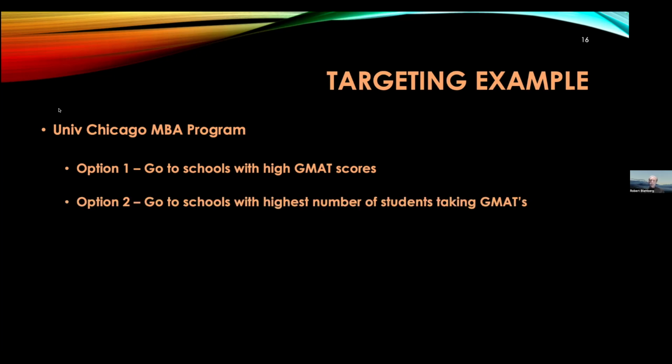I raised the issue, should we go to schools with the highest number of students taking GMATs? The example that I used was Caltech. Caltech had very high GMAT scores. ETS, which did the GMATs, was able to provide us with information about every school in terms of their average GMAT scores and also the number of students taking the GMAT. So this was a critical database to us.